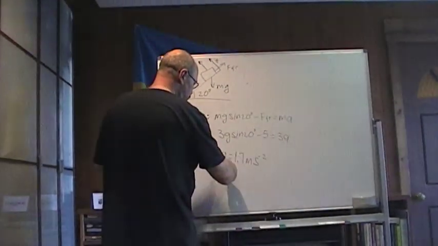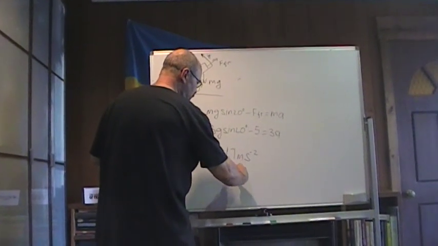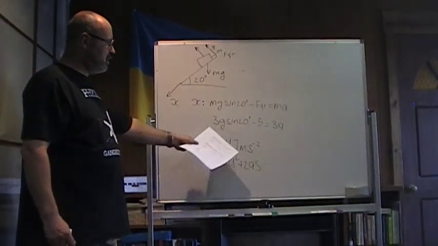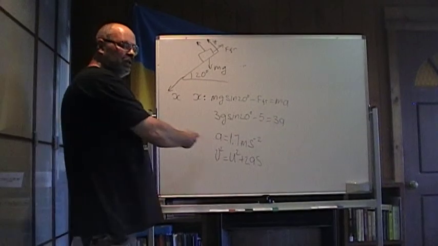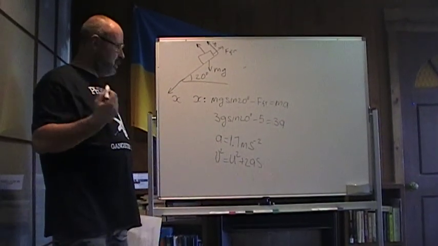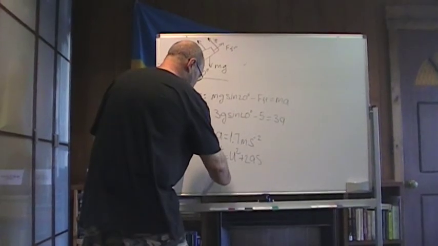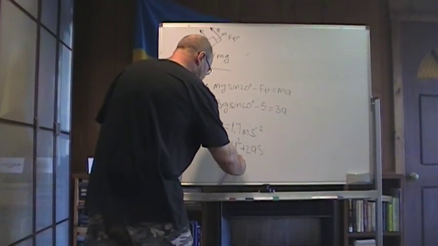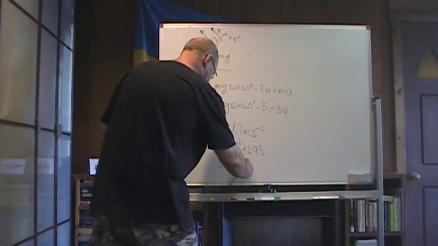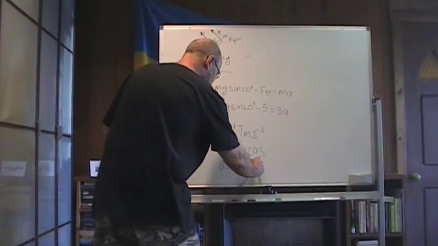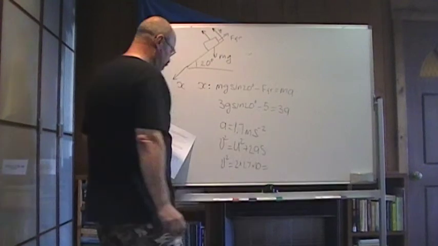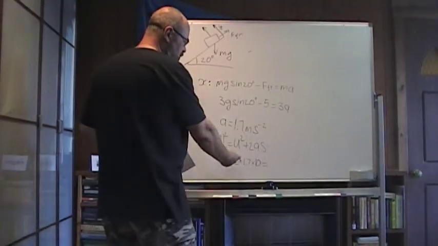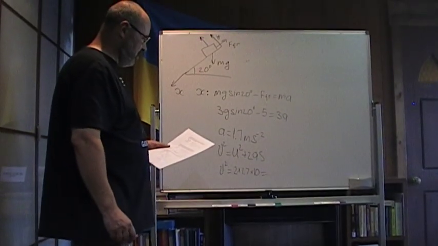v squared equals u squared plus 2as. The distance we have found before, the acceleration we just found, and the initial velocity is 0, since you start sliding from 0 velocity. So substituting numbers we get that v squared equals 2 times 1.7 times 10, and then we just take the square root of this number.